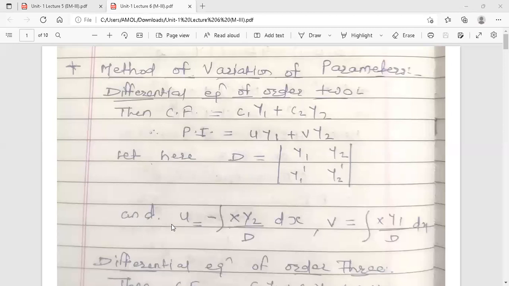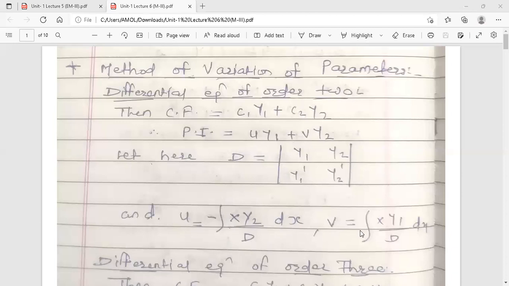See, what is the formula to find u and v? U is equal to minus integration X into y2 upon D. Now what is this X? X is the function f of x, which is always there in the RHS of the LDE, the linear differential equation with constant coefficients. The function is always on the RHS side. That term is X. Y2 is from the complementary function. D is this determinant. You solve this determinant, you will get the value of D. You solve this integration with respect to x, you will get the value of u.